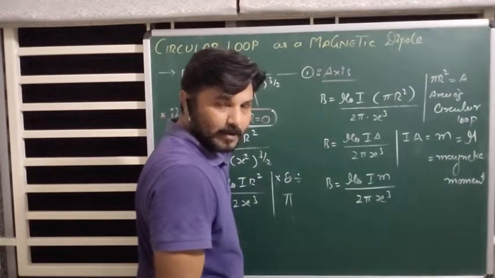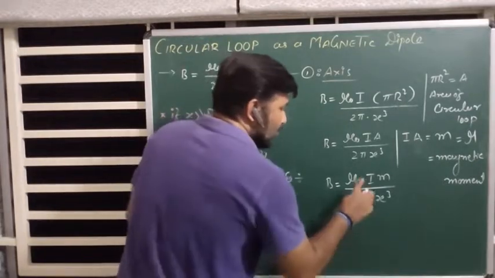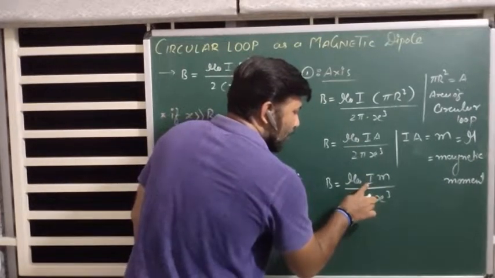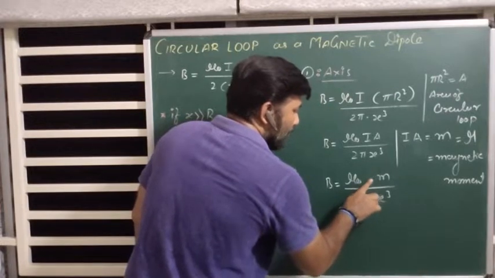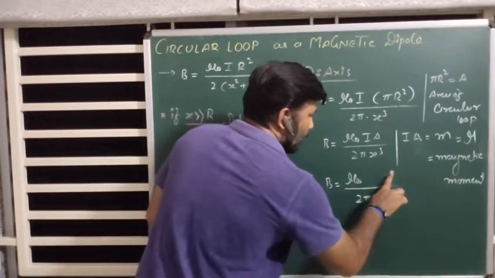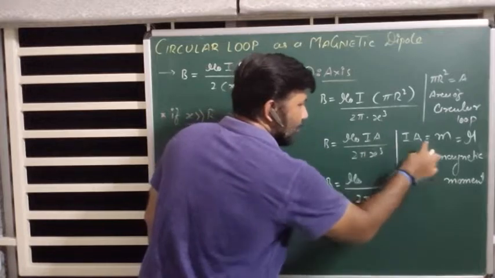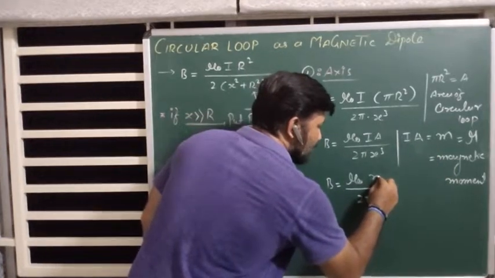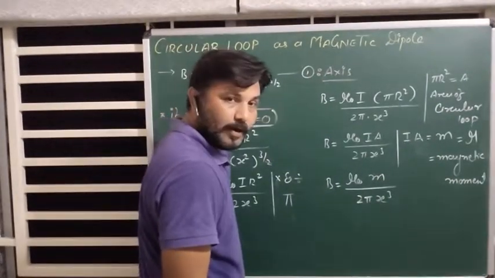Is there any mistake? Yes, exactly. So we have placed the value of I. So what will remain? Let us see. Instead of IA, you have to put M. So it is M. Got it?